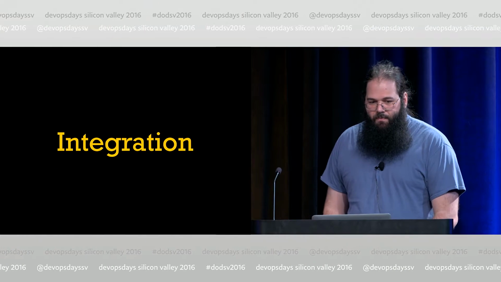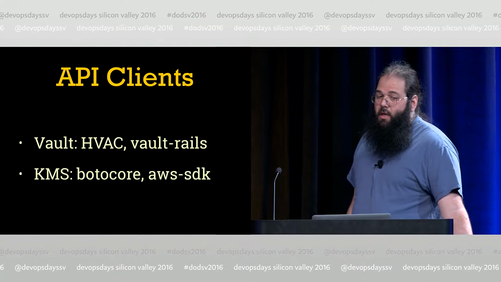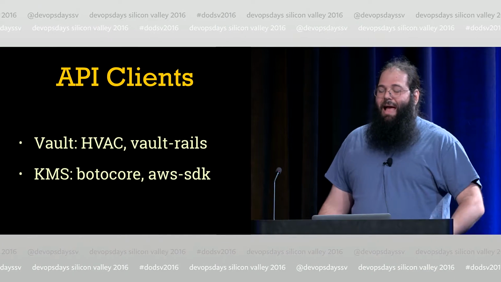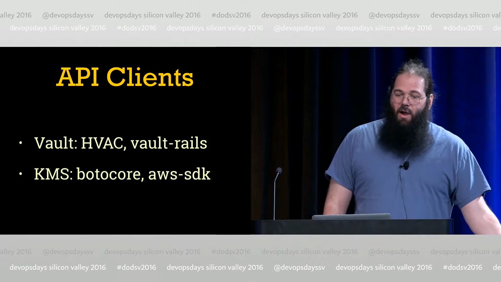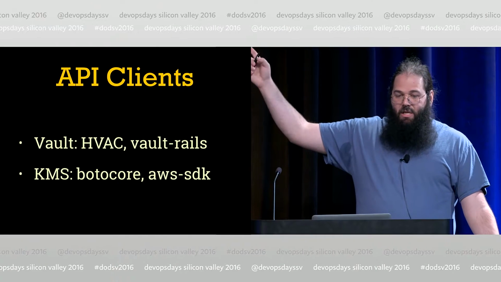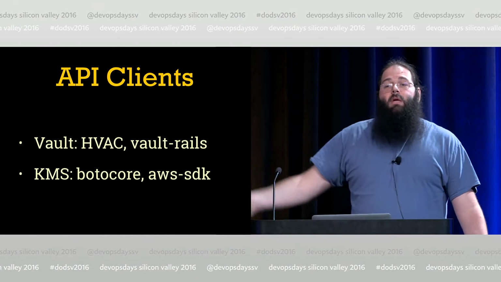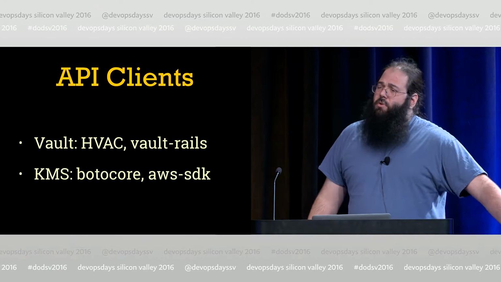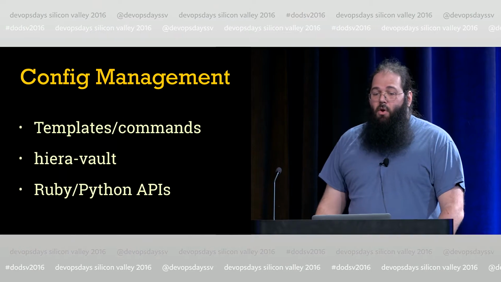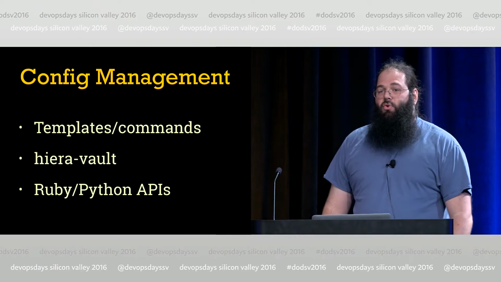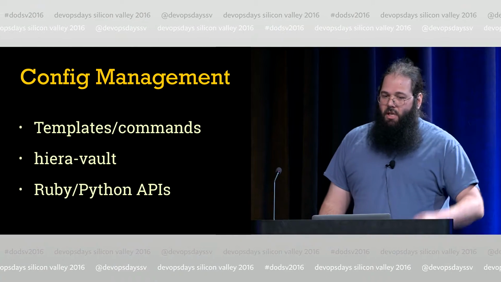See how it goes. Let's quickly talk about some integration tooling. For tools that run their own service, so they're not a command line tool, they usually have API clients that you can use in a wide variety of languages. HVAC is in Python, Vault Rails, Ruby, Boto Core Python, AWS SDK in Ruby. You can either use this from your application code itself, or you can integrate it directly into config management. You can also use your CM tool to run any of the command line tooling, just like you would anything else.